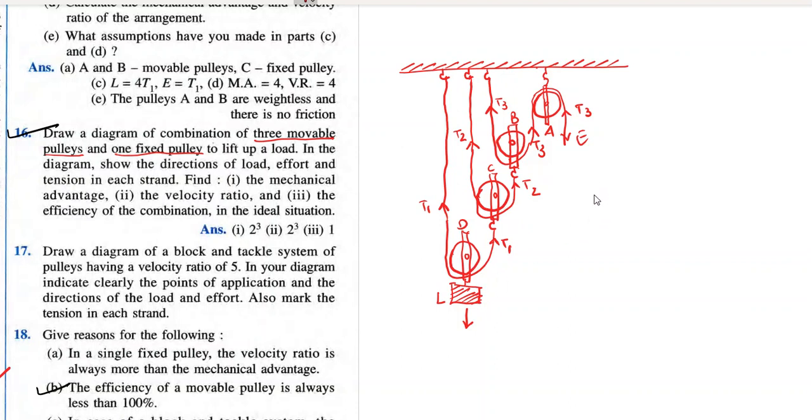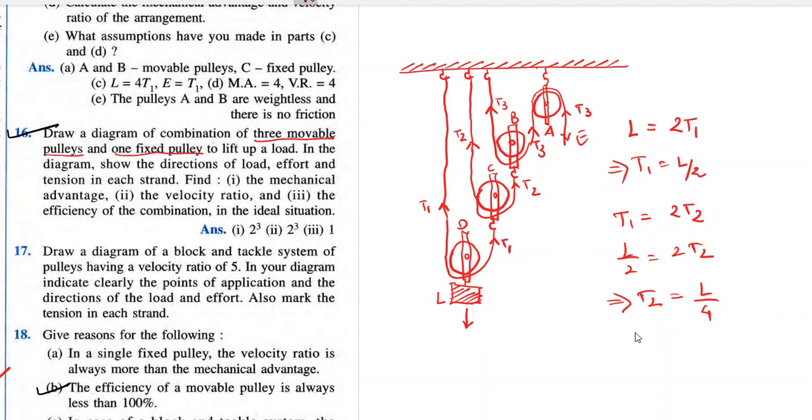Okay, we have to find the mechanical advantage. Now understand that the load is balanced by 2 strands of strings. In each of the strand the tension is T1, so load is equal to 2T1, or T1 is equal to L by 2. T1 is balanced by 2T2, right? So L by 2 is equal to 2T2, or T2 is equal to L by 4.